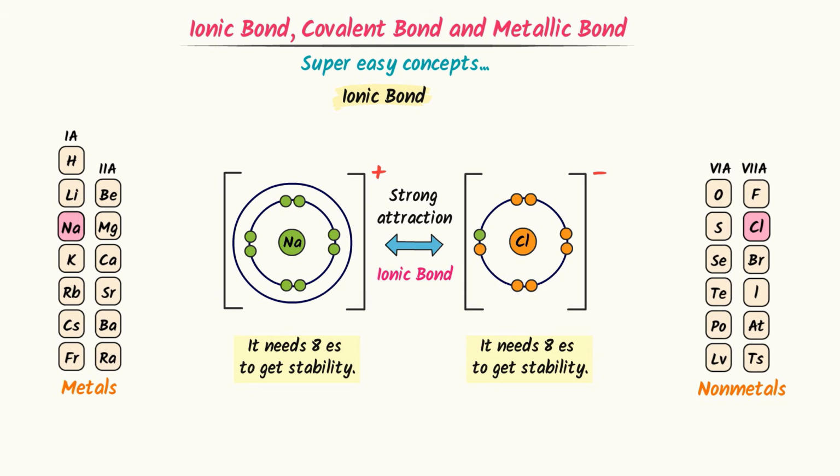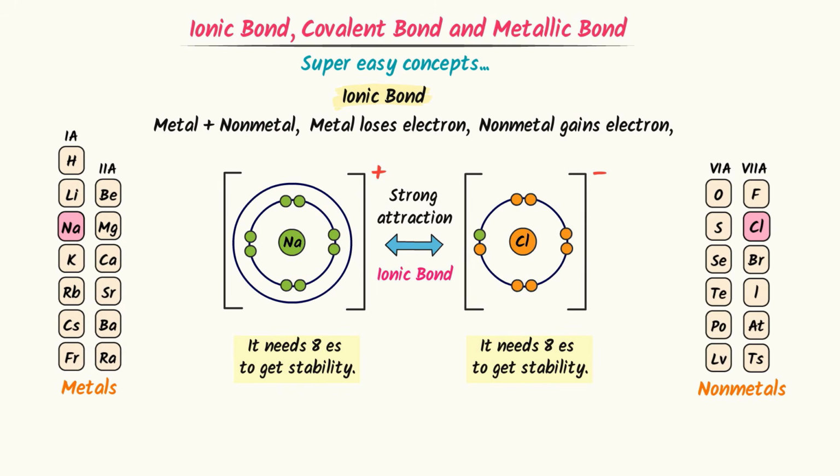In simple words, ionic bond is always formed between a metal atom and a non-metal atom. A metal atom always loses electrons and a non-metal atom always gains electrons. For instance, a metal atom like sodium is an electron donor, while a non-metal atom like chlorine is an electron acceptor.